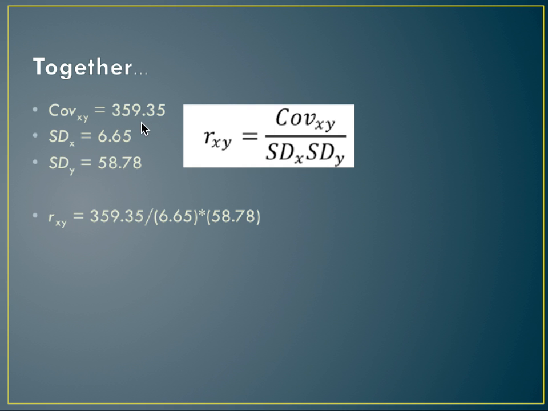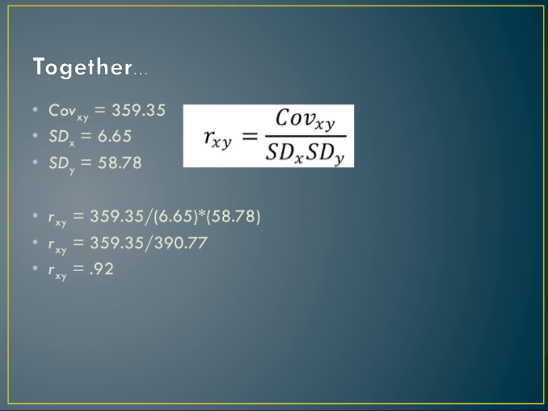So covariance is 359.34 divided by 6.65 times 58.78. Well, when you do that, you get 359.35 divided by 390.77, which is equal to 0.92.